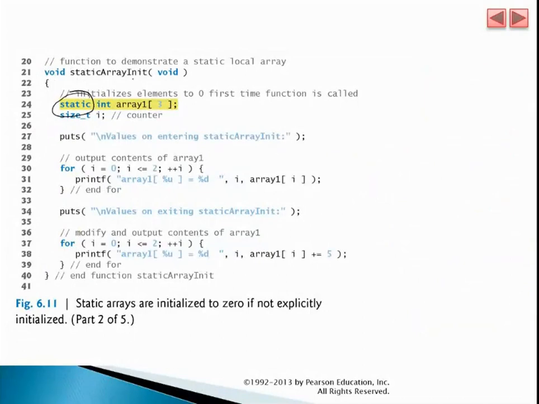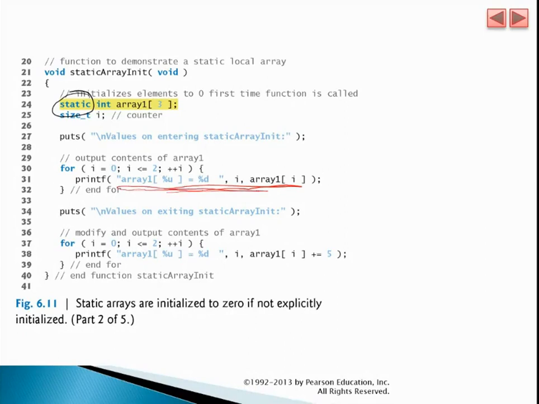Okay, so inside static array init, what we did is we just made an array 1 of size 3, and we wrote the static keyword in front of this, meaning we have declared this particular array to be static. Then inside this function we are printing the contents of array 1. The loop will go from 0 to 2, and we are printing the contents of array 1. I hope you understand this line very well by now.